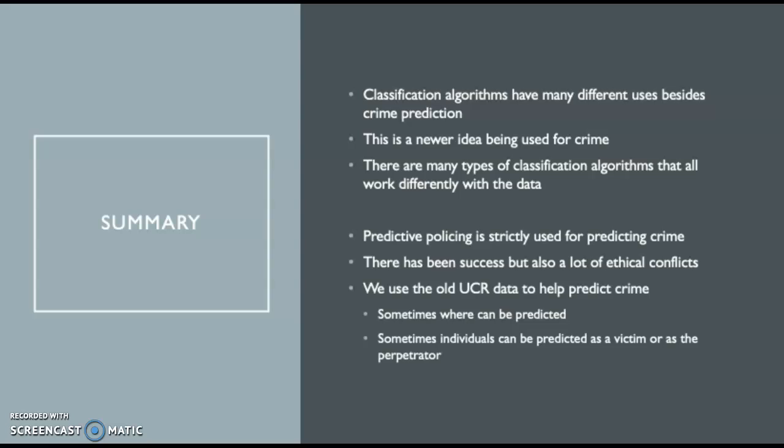We use the crime data to help predict the crime. So it's data that police stations already have all over the country. And they can see sometimes where the crime can happen or the individual who is going to be the victim or the perpetrator.